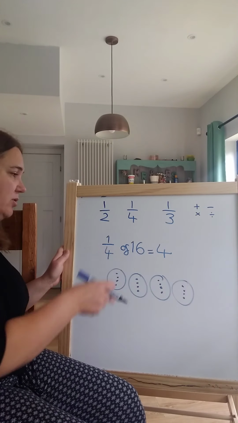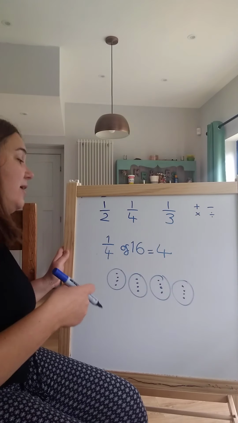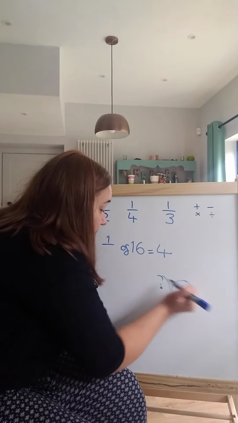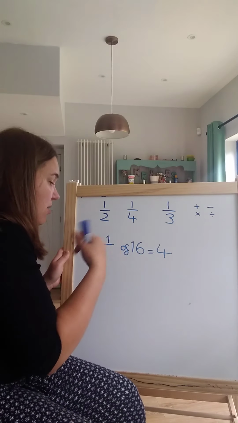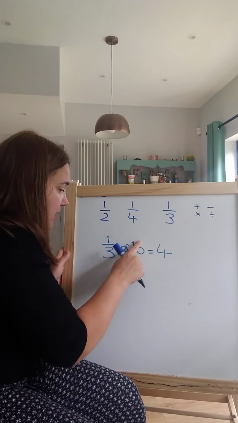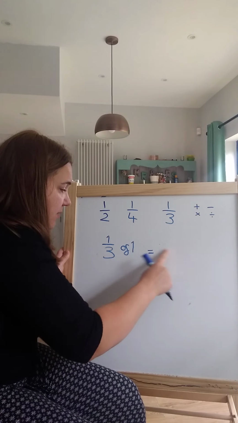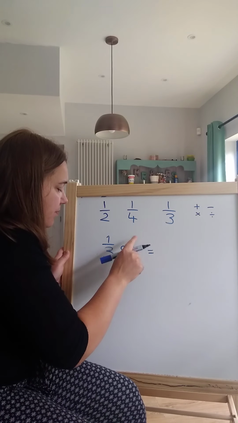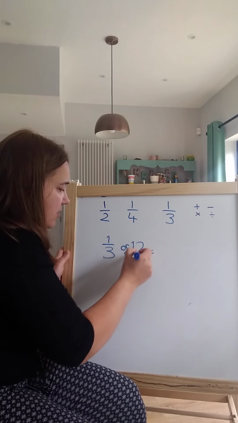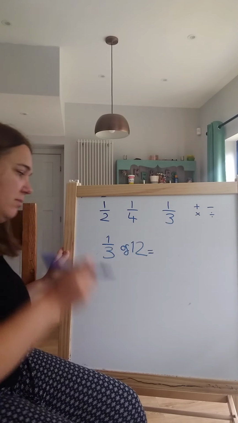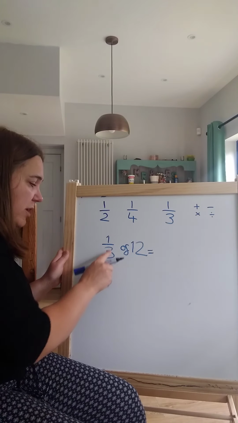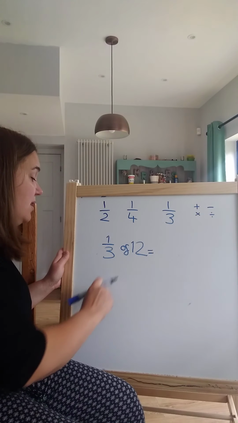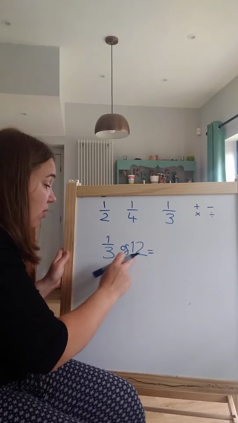Now, I'm going through quite quickly on those, but as I said, maybe just stick with one for today. I just want to go through them in case you're feeling confident and want to have a little go at some different ones. So let's do that one. This is 1 over 3, we call this a third. So this is 1/3 of 12.